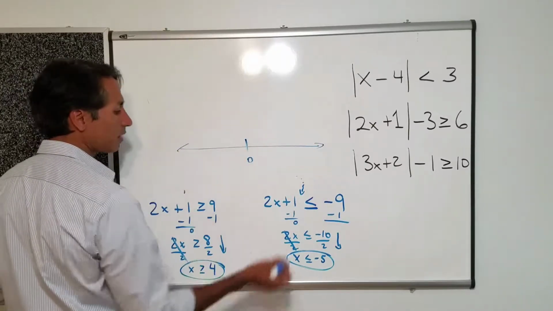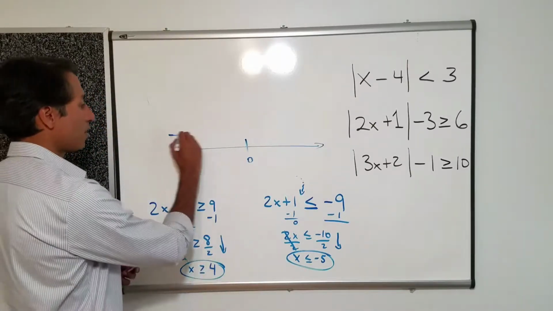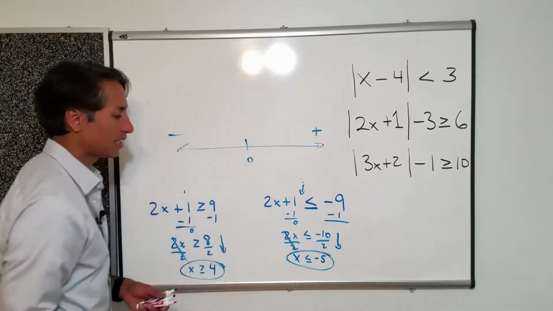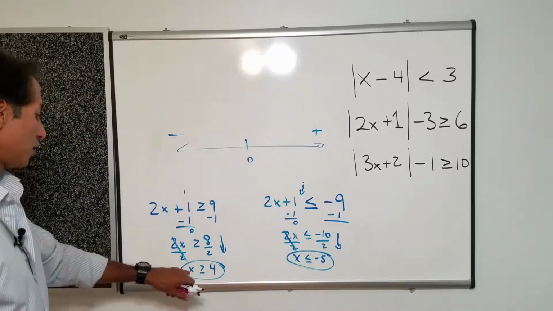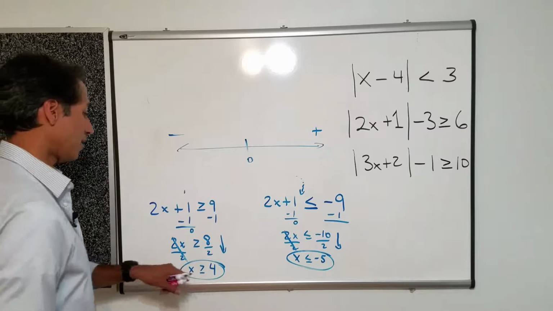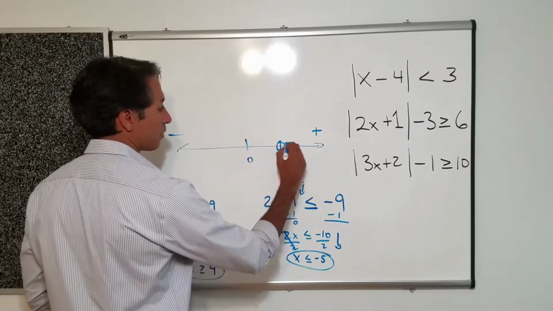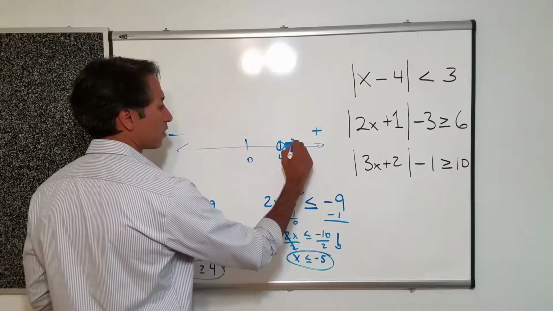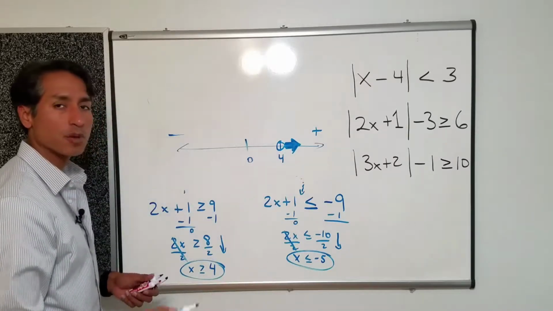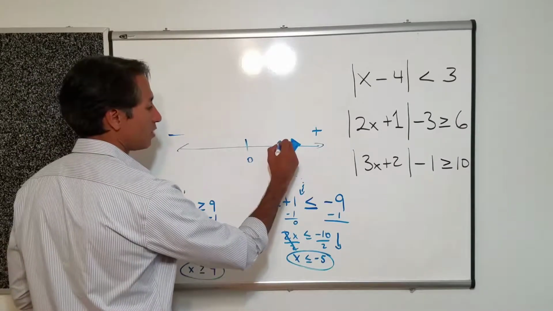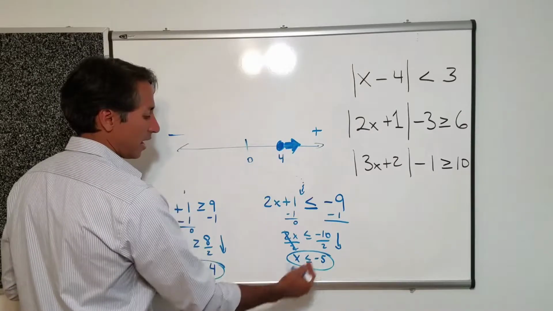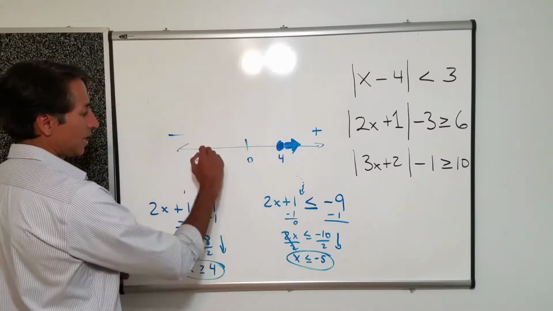So set up our 0. If you want to put in your minus and plus, it's helpful. I like it. Let's read it from the x. X is greater than or equal to 4, so I'll put my positive 4 over here. It's greater than 4, but it's also equal to 4. So because it's equal to 4, I do shade the bubble. And then I got x is less than or equal to negative 5.